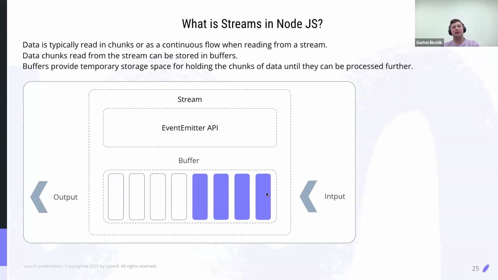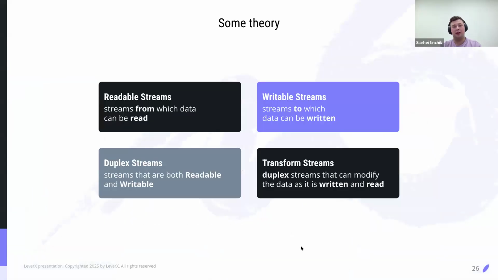And the important thing about streams is that they use the event emitter. A stream extends event emitter, and it has some events which are emitted from the stream directly, which you can listen to in order to read the data. There are different types of streams.